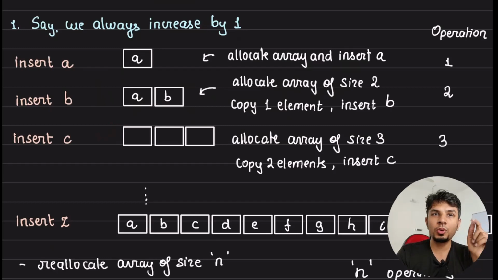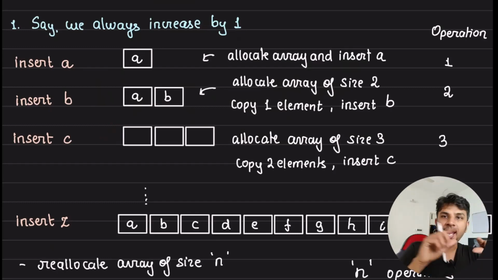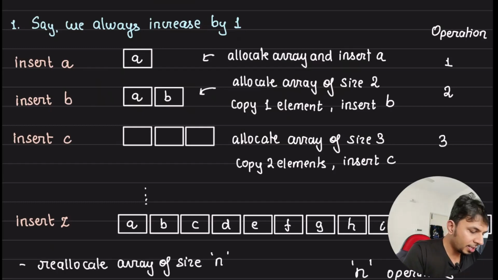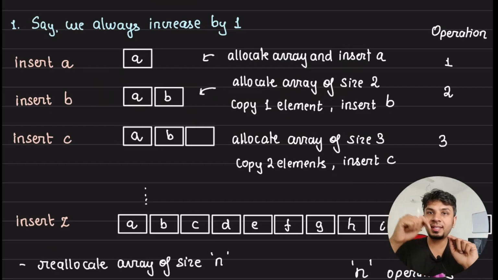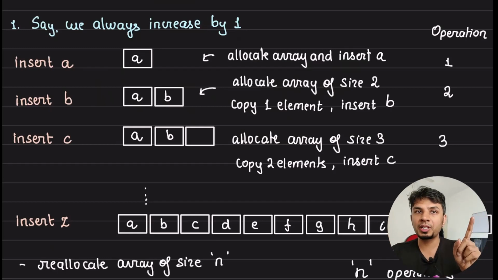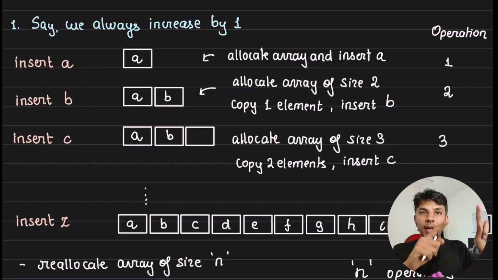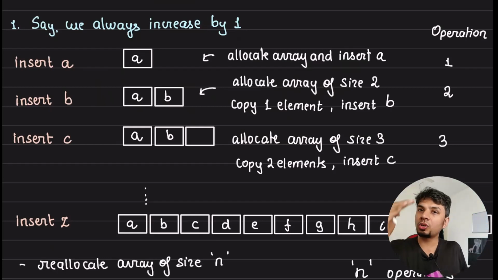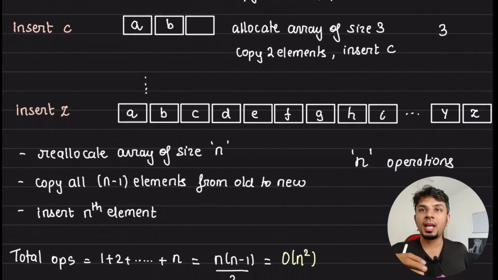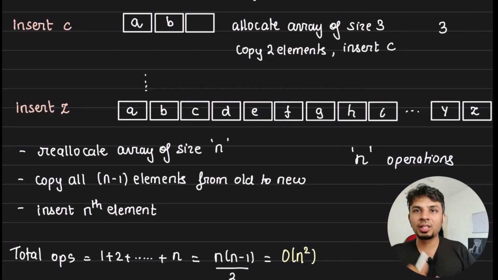Insert c: when I'm doing it, I would first allocate an array of length 3. Then I would copy a and b from my previous step. Then I would insert c into it. The total number of operations would be 3 because 1 for the resize, 2 for copying elements, and 1 for inserting c. So that is total number of operations 3, and so on and so forth. If I continue, and let's say I want to insert z into this scheme, I would be doing 26 operations.